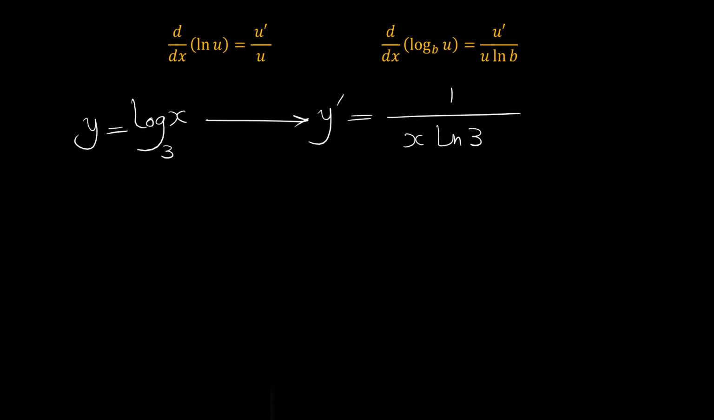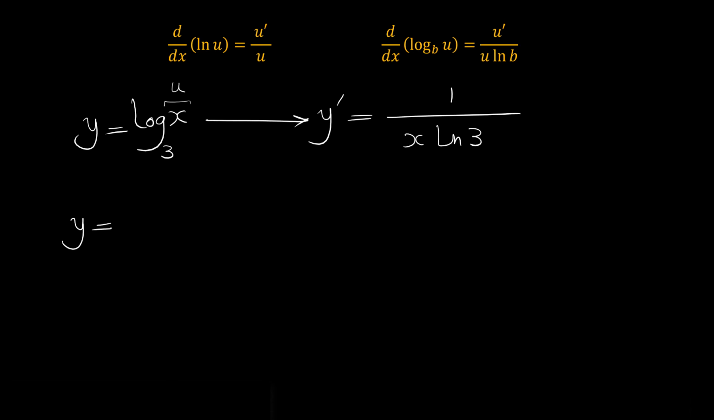Note that in this example, u is x, and so u prime, which means derivative of x, is 1 in numerator over u, which is x, times by ln of the base, which is 3. So derivative of log of x in the base 3 is 1 over x ln of 3.